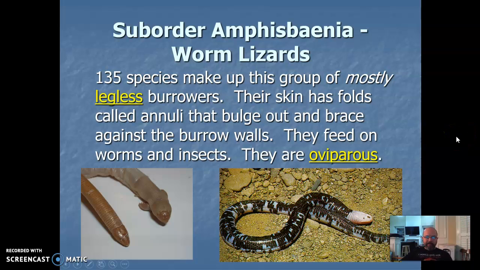Now these are probably not likely to be encountered by most of us. I've heard some stories of some of these cropping up or being found near landing strips in some tropical areas where they're trying to build a landing strip for airplanes, and they have to move everything because they find one of a species of Amphisbaenians, and they're pretty rare. 135 species is not a huge amount of diversity.